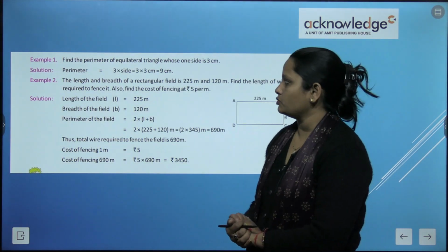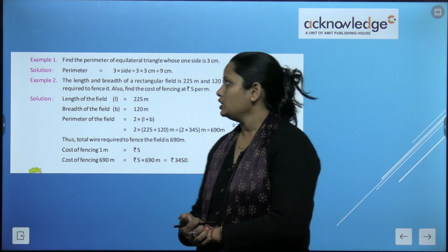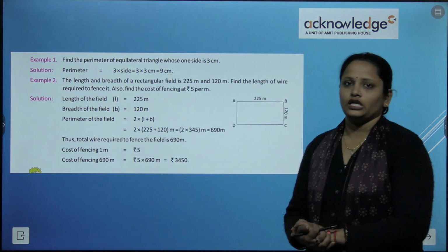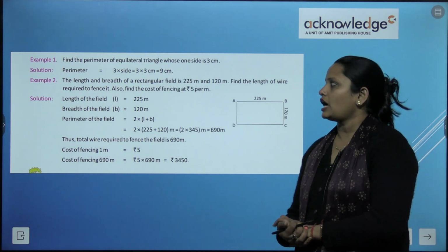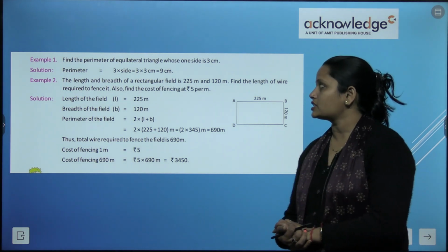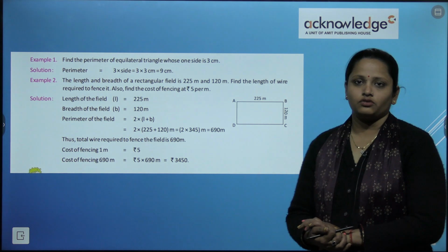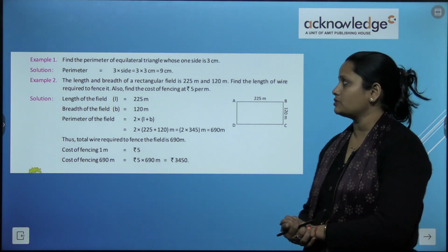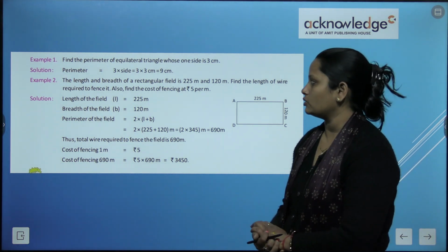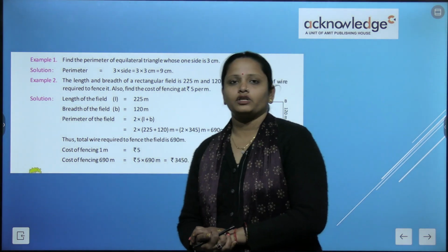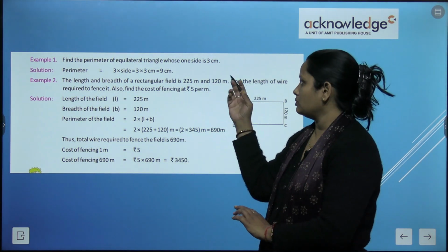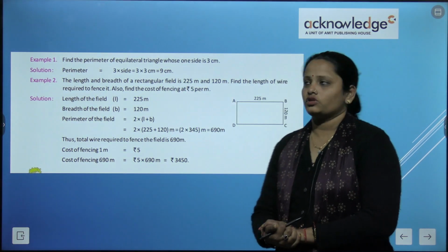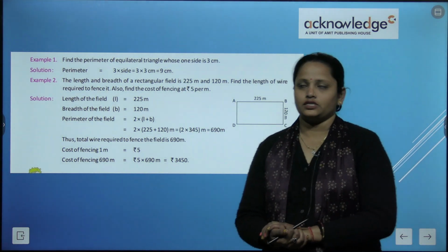Now children, let's move on to example number 1. Here we have to find the perimeter of the equilateral triangle whose one side is 3 cm. यहाँ पे हमें एक equilateral triangle दिखेगा जिसका एक side जो है 3 centimeter, तो मतलब बाकी side भी 3 centimeter होंगे. So here the perimeter of a triangle is 3 multiply side. So 3 multiply 3, so the answer is 9 centimeter.